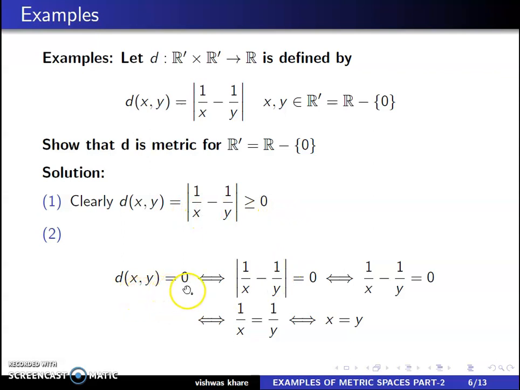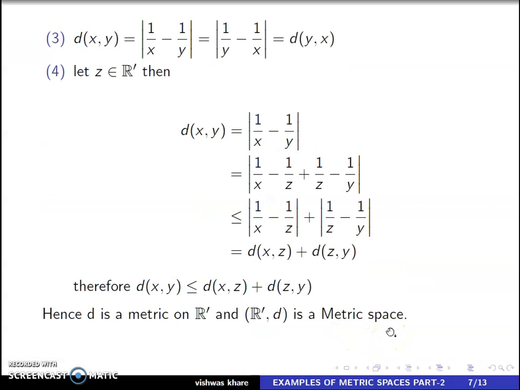Now the second property: d(x,y) = 0 if and only if |1/x − 1/y| = 0, if and only if 1/x − 1/y = 0, because if the modulus of any real number is 0, then that real number should be equal to 0, if and only if 1/x = 1/y, if and only if x = y. So ultimately we got d(x,y) = 0 if and only if x = y.